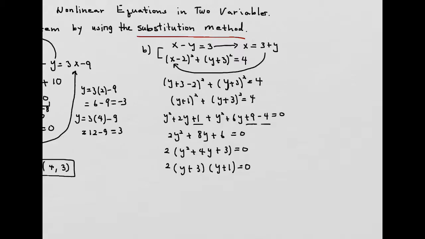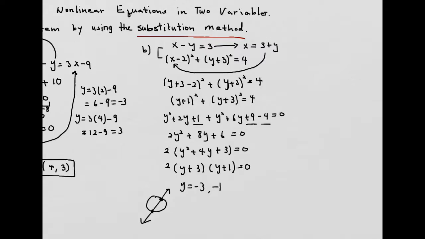This 2 right here in front, you will not get any solution from there. Why? Because you don't have a variable. But these two terms, you do have a variable y, and it gives you negative 3 and negative 1. So again, you have two solutions. So it looks like if you had a circle with a line passing through it, you have two solutions right there, right? So one point has y value negative 3, the other point y value negative 1.